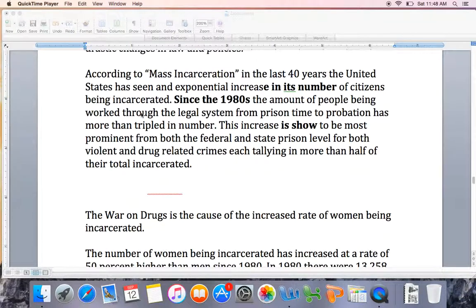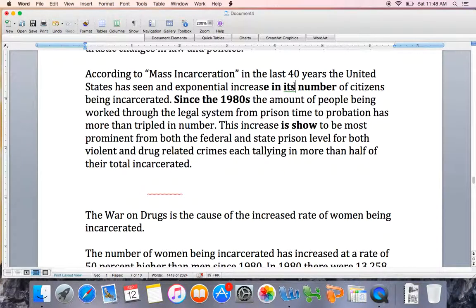Okay, so we were here talking about the "its" possessive, and there doesn't need to be an apostrophe here because that would indicate "it is," right? All right. Since the 1980s, the amount of people being worked through the legal system from prison time to probation has more than tripled in number. This increase is shown, right?